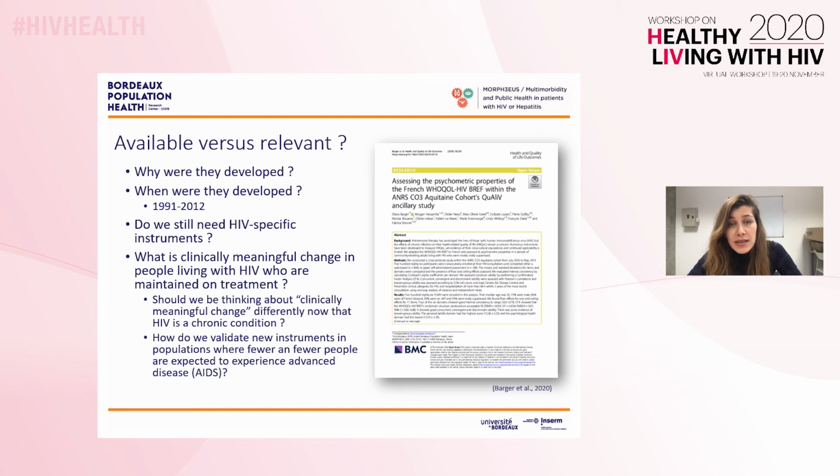So the last point is, when we're validating these new instruments, we're interested in their ability to detect clinically meaningful change. Now in HIV, historically, we've seen this as achieving viral suppression, seeing CD4 cell counts increase, or different HIV stages based on the CDC clinical categories. This is going to be increasingly difficult if we're talking about chronic HIV care, where we expect fewer and fewer people to actually progress to advanced disease. So I wonder, how do we validate new instruments in populations where fewer and fewer people are expected to experience advanced disease?